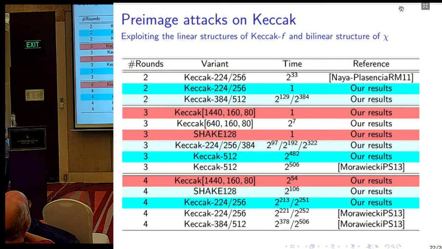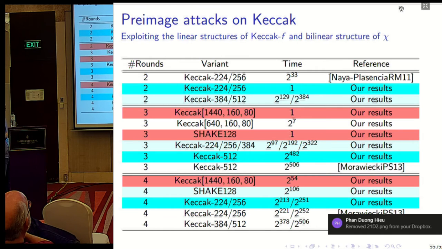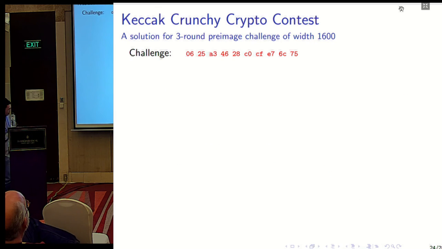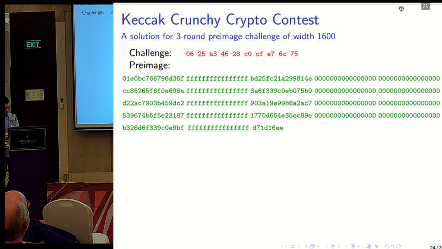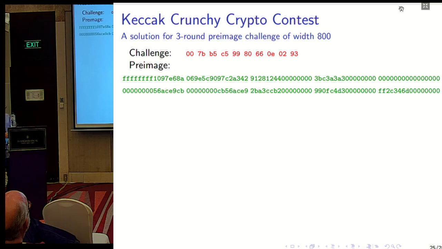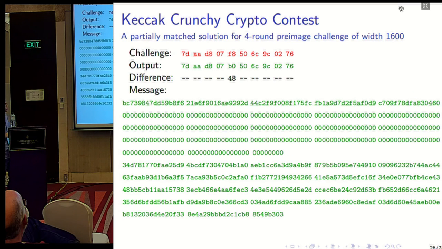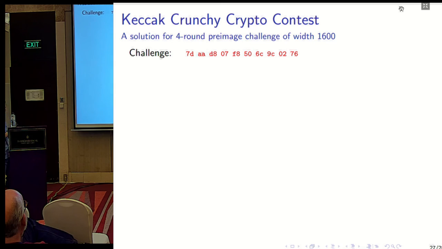This was our attack on reduced-round versions of Keccak. For the three-round ones, our attack is practical on these three versions. For the four-round ones, our attack is an almost practical attack. Recently we have cut down the time to a practical attack. This is an example for the three-round preimage challenge: this is the image and this is the challenge. This is another challenge and its image. For four rounds, we first found a preimage with a 2-bit difference from the challenge, and recently we found the real preimage.